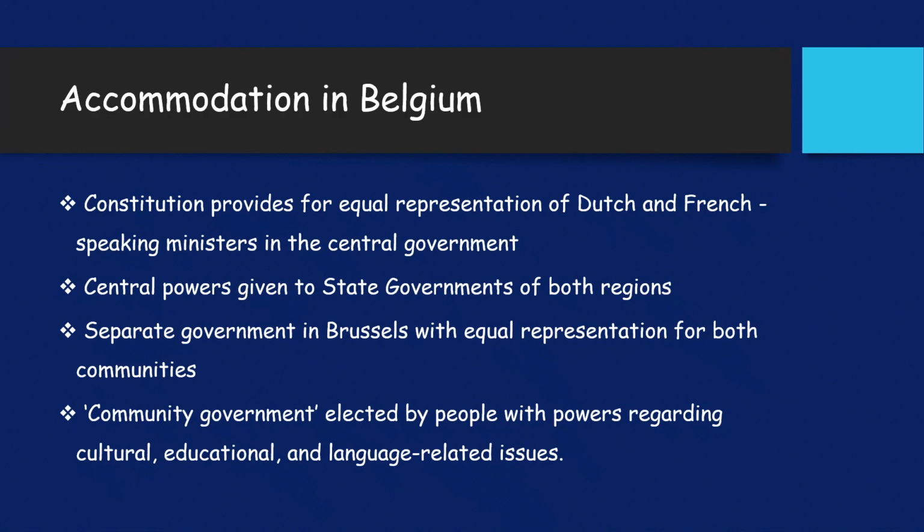Lastly, there was a third government called the community government. The community government is elected by the people belonging to one language community, Dutch, French, and German speaking, no matter where they lived. And the government had powers regarding culture, education, and language related issues.